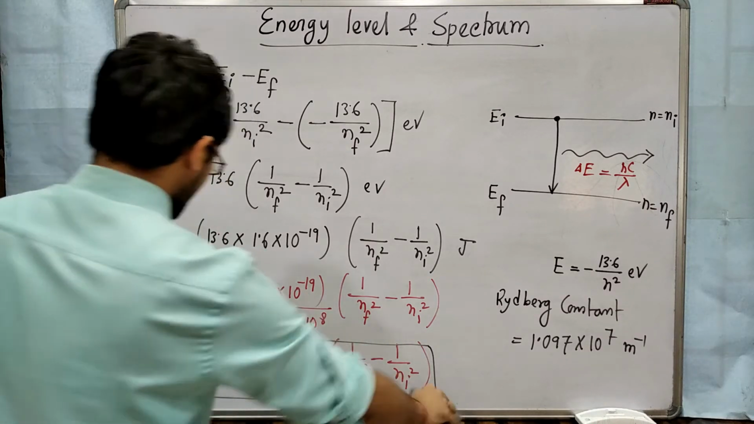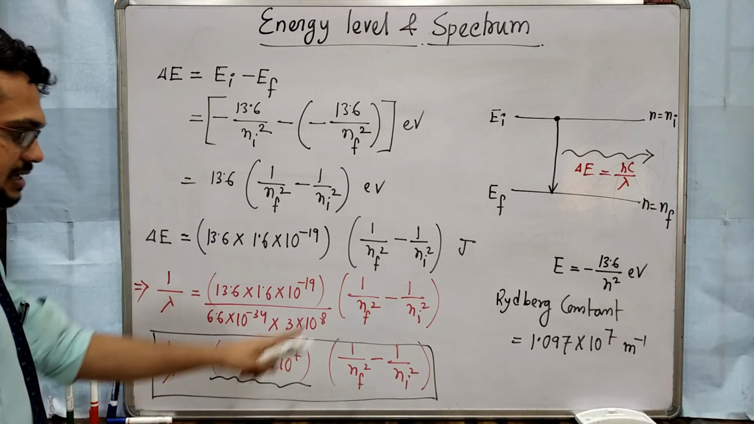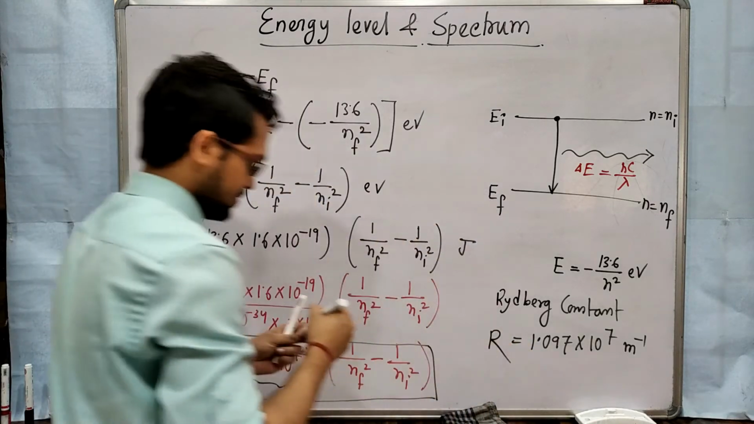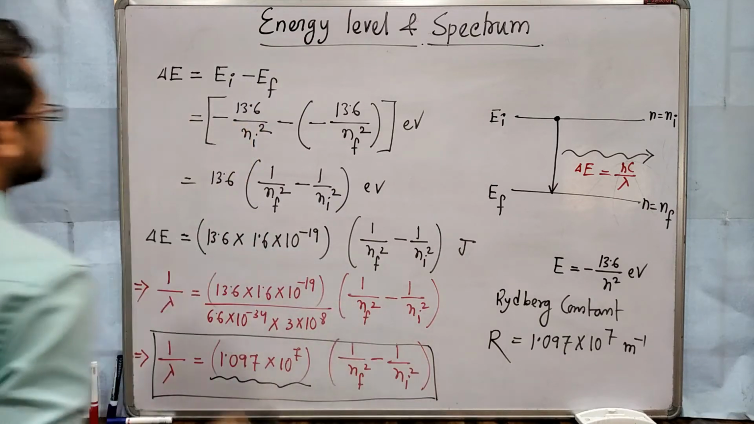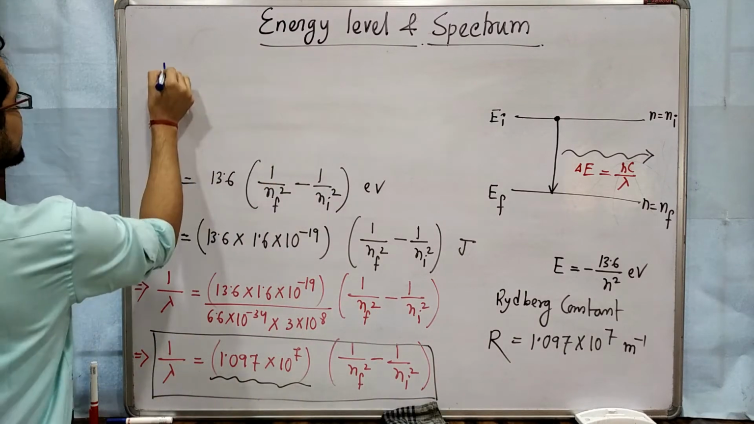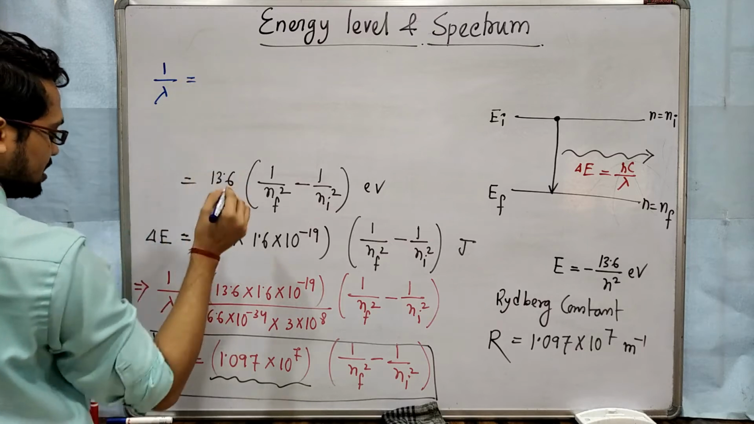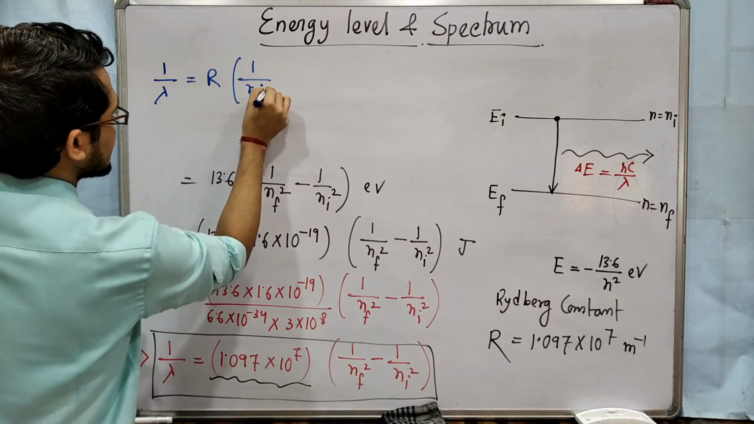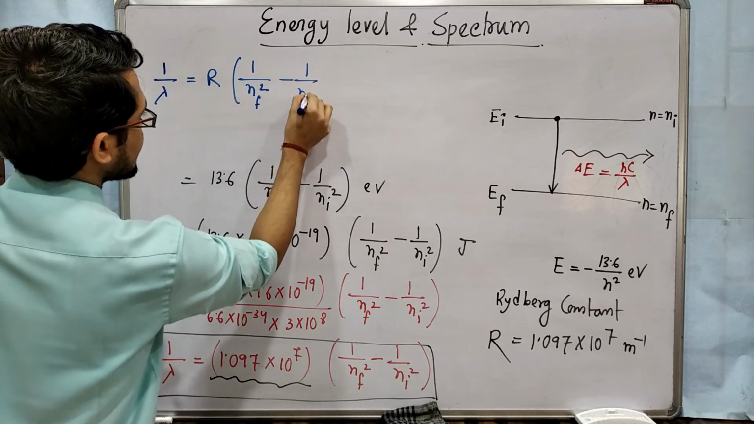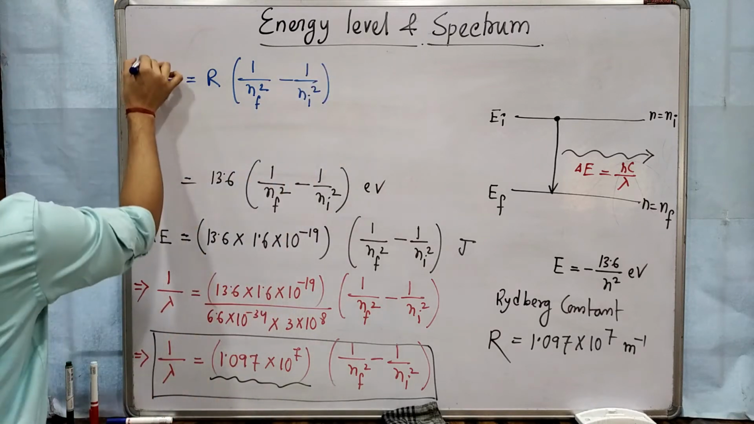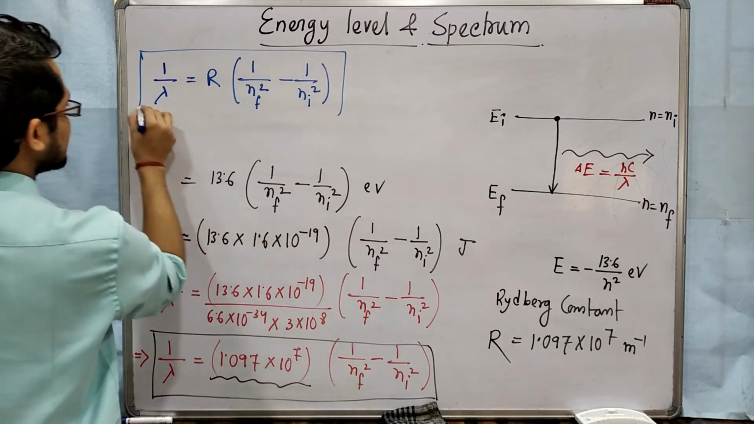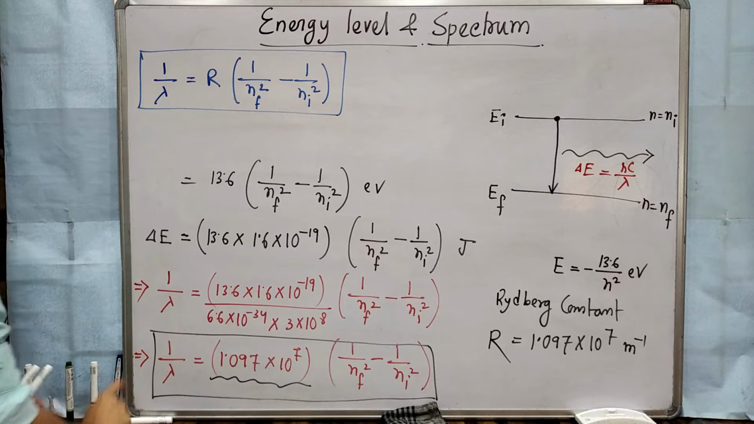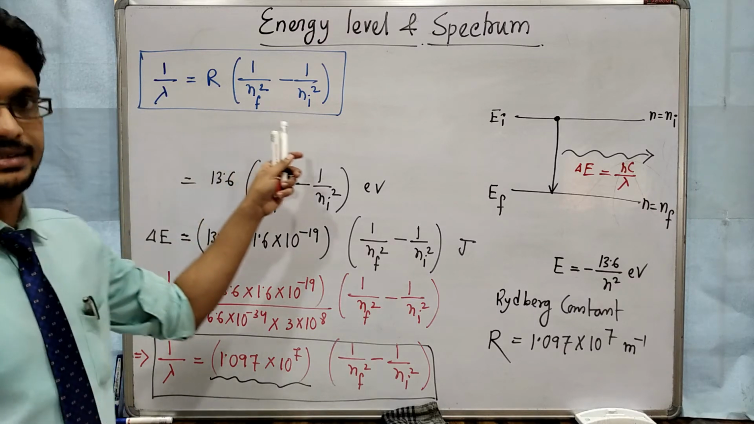I am putting the Rydberg constant in this place, and it is denoted by capital R. So the relation will be 1 by lambda equal to R into (1 by Nf square minus 1 by Ni square). This is the relation for wavelength. You have to keep this in mind.